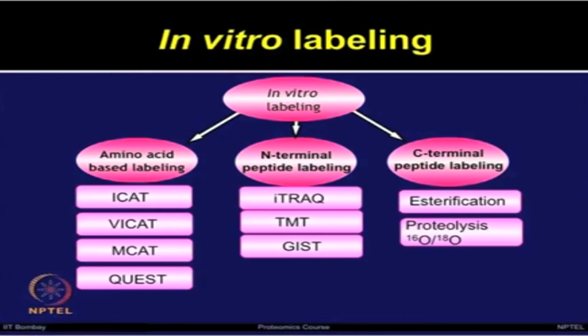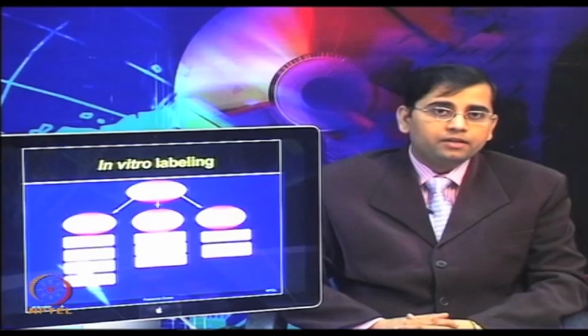In amino acid based labeling, such as ICAT, or isotope coded affinity tag, there are other amino acid based labeling methods as well, such as VICAT, or visible isotope coded affinity tag, MCAT, or mass coded abundance tagging, and QUEST, or quantitation using enhanced signal tags. Then there are different types of N-terminal peptide labeling methods, such as iTRAQ and TMT, which we are discussing today in detail. iTRAQ is also known as isobaric tagging for relative and absolute quantitation. TMTs are tandem mass tags, and GIST is global internal standard technology. Then there are C-terminal peptide labeling methods, such as esterification and proteolysis using 16O or 18O, the light and heavy forms of oxygen.